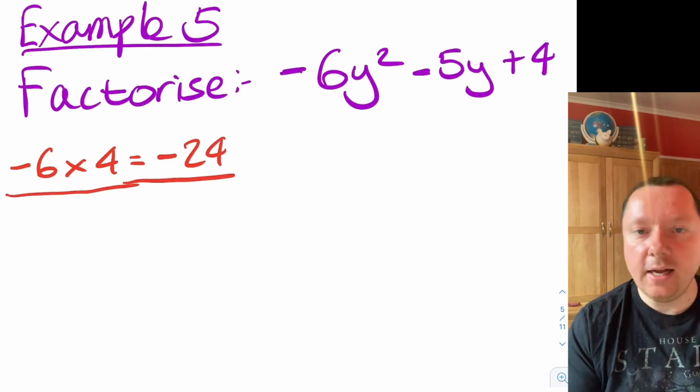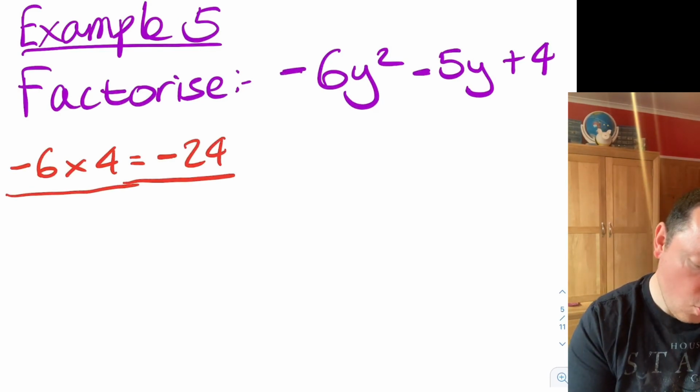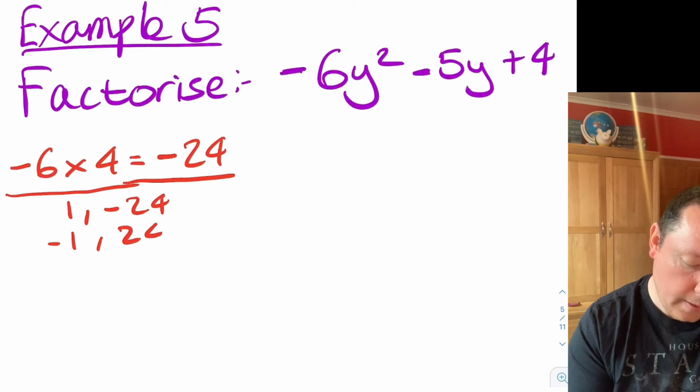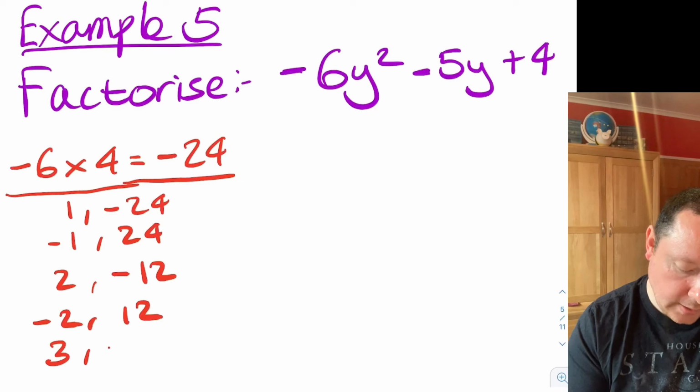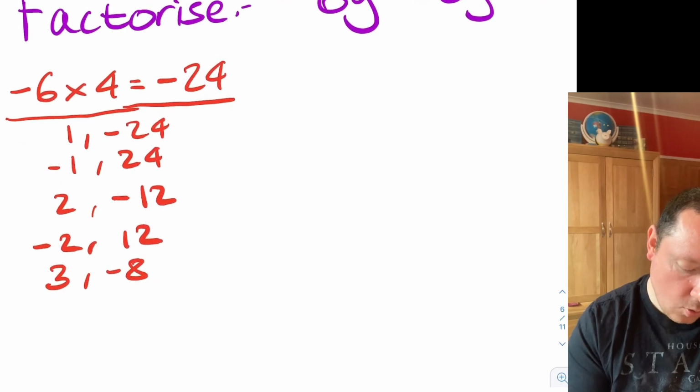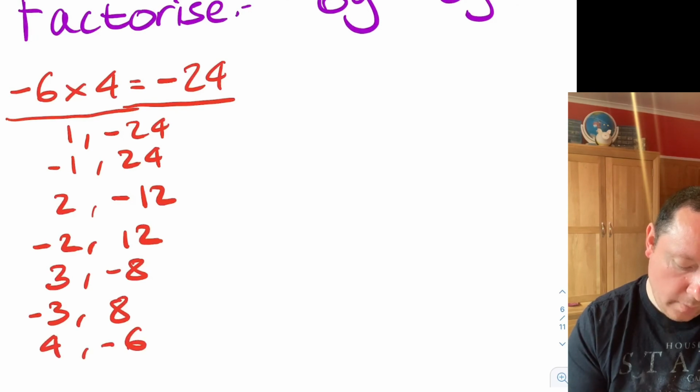So listing the factors in order, we've got 1 and minus 24, but we've also got the opposite, minus 1 and 24. Then we've got 2 and minus 12, or minus 2 and 12, 3 and minus 8, or minus 3 and 8, 4 and minus 6, or minus 4 and 6. And that is all of them.